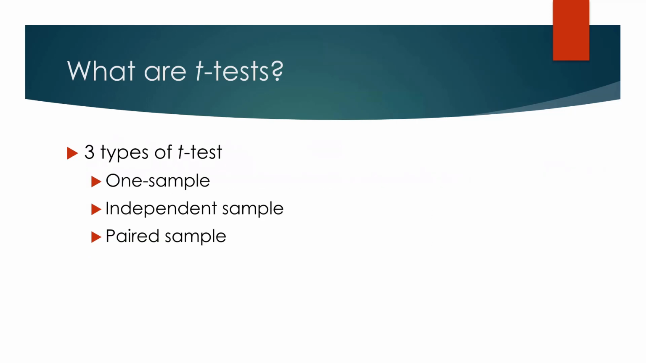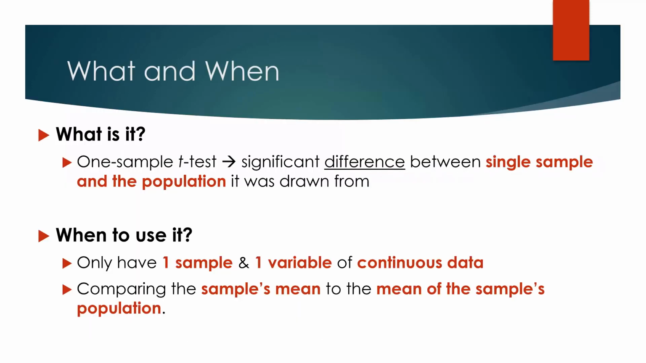Now, there are three types of t-tests that we're going to cover in this area, and we're going to cover the first one, the one sample, in this video. So let's get into what the one sample t-test is, and we'll start out with the what and the when. Okay, so what is it? The one sample t-test is when you want to look for a significant difference between the mean of a single sample and the mean of the population it was drawn from.